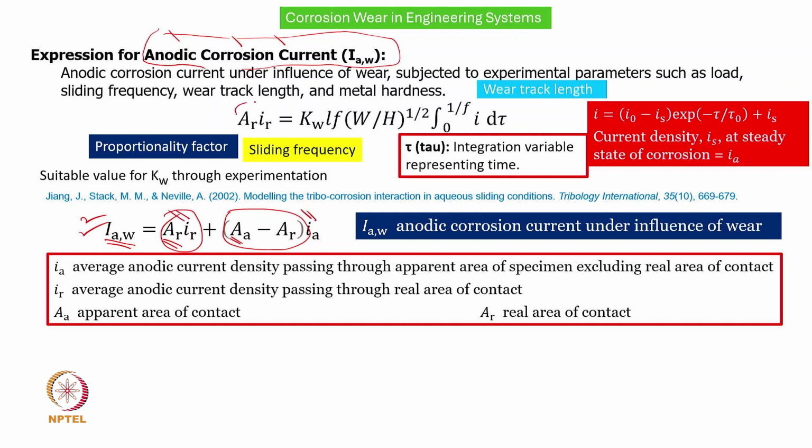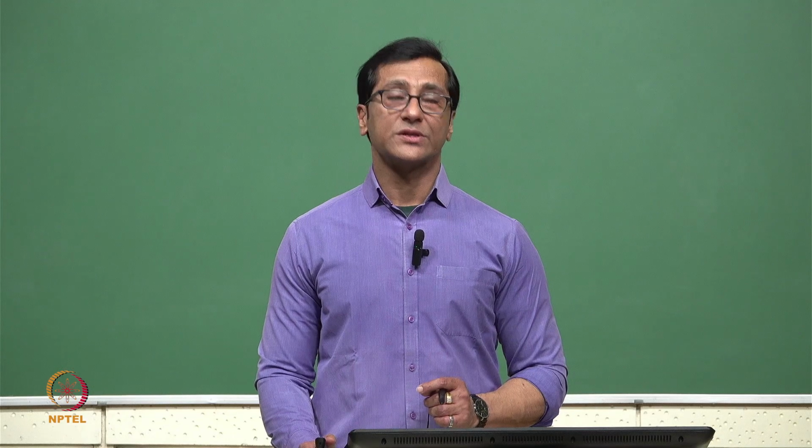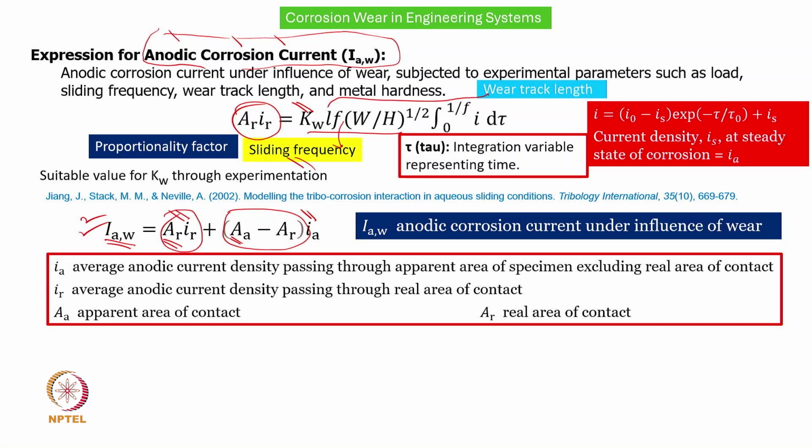And then how do we express this? That has been shown here. This is the proportionality constant. Here L is the wear track length, and F is the sliding frequency. With higher and higher sliding frequency, the wear rate will increase, and with a longer wear track length, it will also increase. Now here comes the hardness; with lesser and lesser hardness, it will increase. And another one is tau, which shows the integrated time scale, whatever we are mentioning.